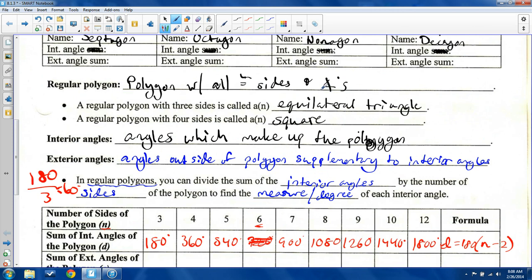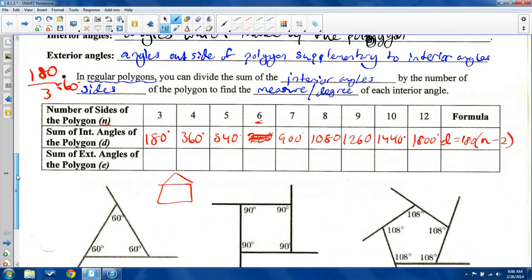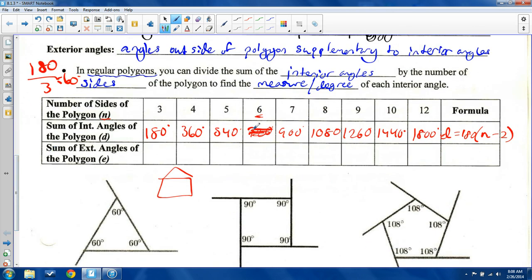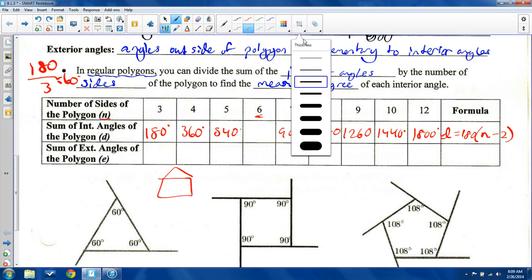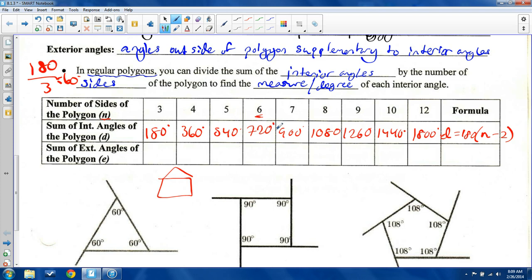So in a regular hexagon, you have 6 congruent angles. So the question being, what is the measure of each individual angle? You would take the sum that you found out, which is 720. So you get 720 as the sum of your six angles, and you divide by six. So 720 divided by six, use a calculator, that should be 120.